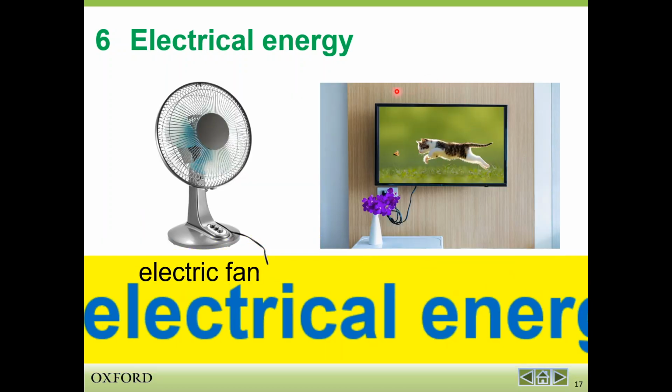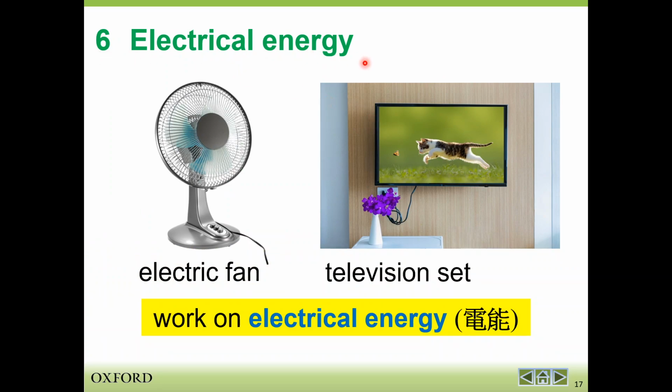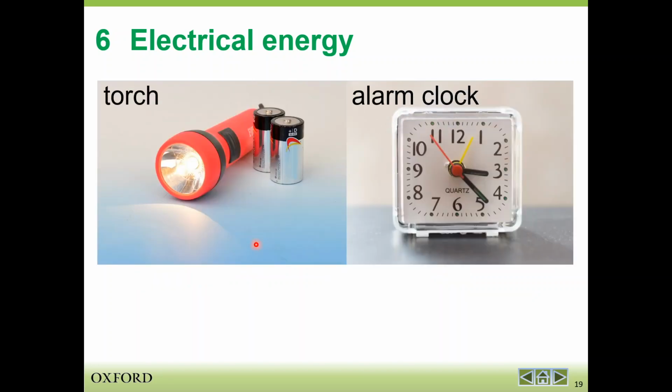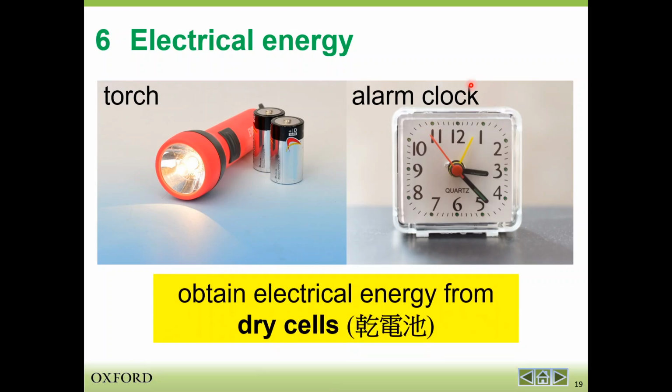The sixth form is electrical energy. Electric fans, television sets, or whatever electrical appliances need electrical energy to work. For example, if you switch on the fan, the fan needs electrical energy to work. The electrical energy comes from the power station. Another example, like a torch or an alarm clock, needs electrical energy from dry cells.